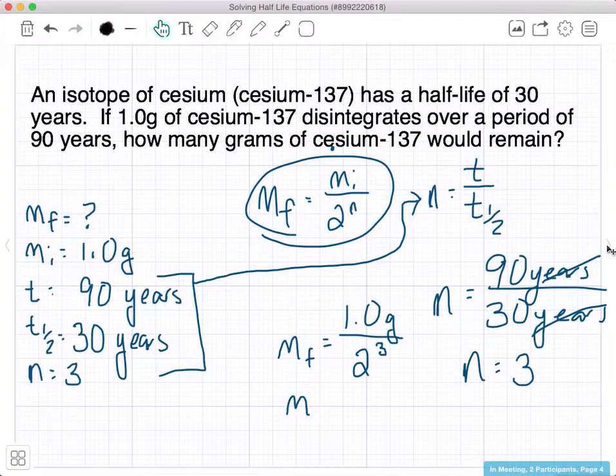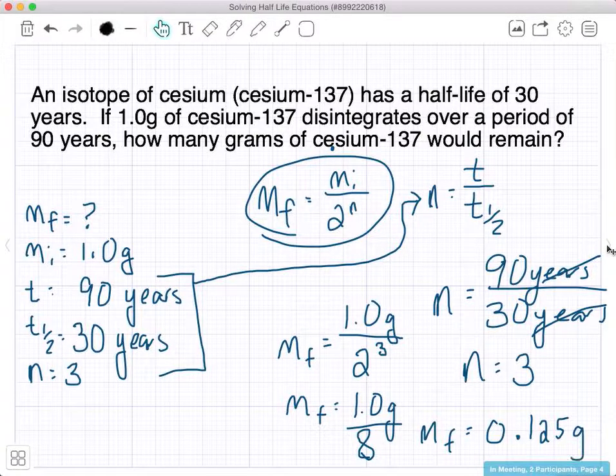So this ends up being final mass equals 1.0 grams divided by 8, and that final mass equals not 1.25, but 0.125 grams. All right, let's put a box around that. That's our answer for this question. Our final mass is 0.125 grams of this. So on most half-life problems, we're going to be using both of the formulas that I gave you up top. We're going to be solving for the number of half-lives first and plugging it into the other equation.